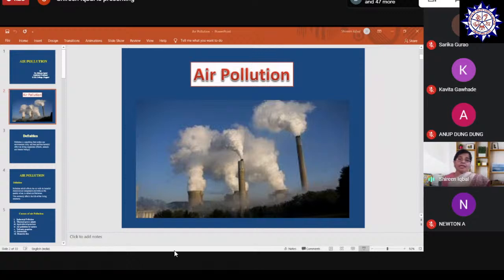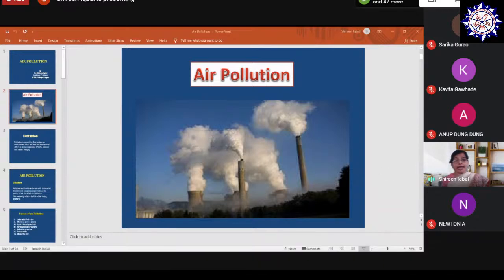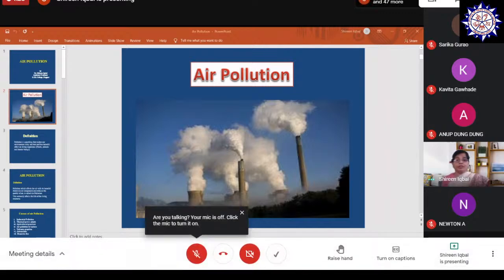Now we will see what is air pollution. Air pollution affects the air, which contains harmful gases, harmful chemicals or compounds. And these harmful gases, chemicals or compounds reduce the quality of air, and that is known as air pollution.